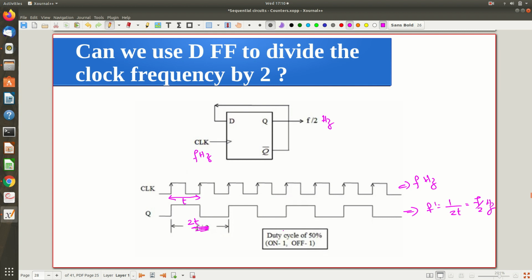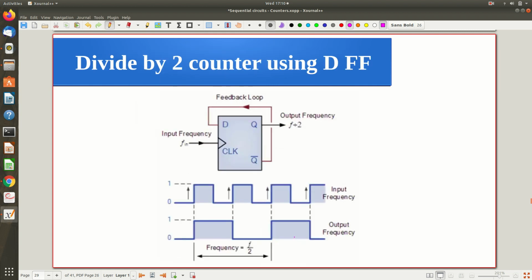There is something called a duty cycle that I may discuss in the next video. Anyway, the duty cycle concept I will tell you in the next video, okay? That is again another application of T flip-flop.